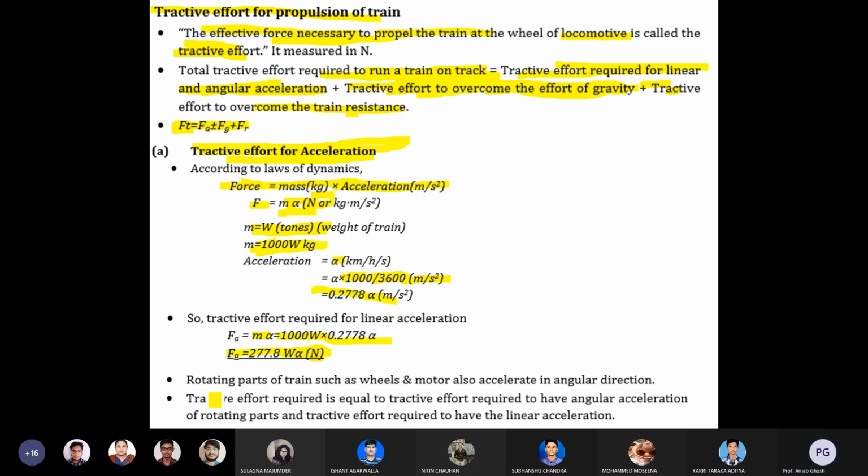The rotating parts of the train, such as the wheel and the motor, also accelerate in the angular direction, that I am talking about. Angular acceleration will be considered for your wheel rotation and motor shaft rotations. The tractive effort required is equal to the tractive effort required for the angular acceleration of rotating parts plus the tractive effort required for the linear acceleration. So these are all the required portions. Due to the angular changes, you finally get the linear movement.